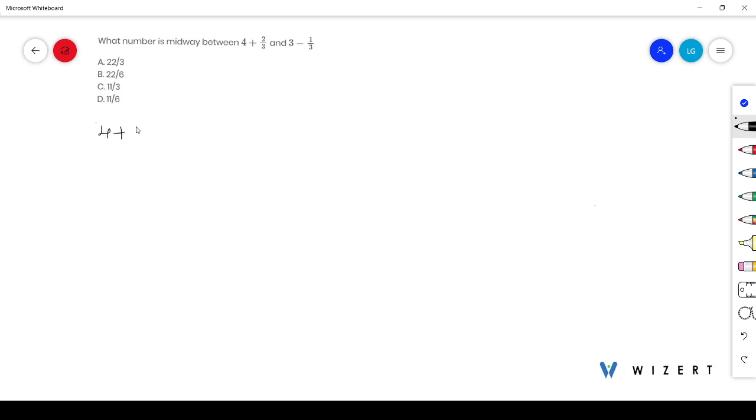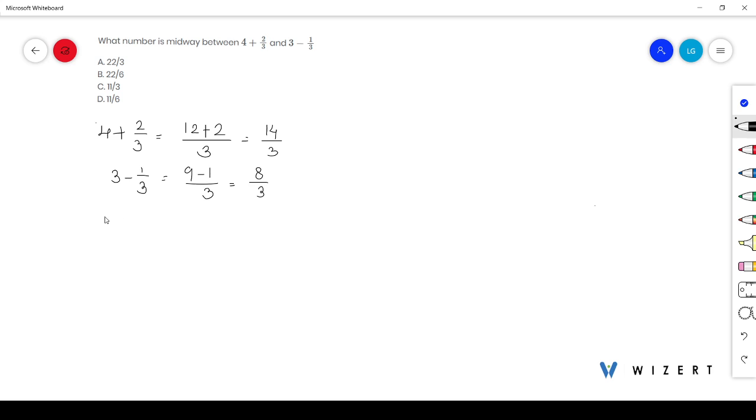First, convert this 4 plus 2 by 3 into an improper fraction. That is, 4 plus 2 by 3 can be converted as 4 3s are 12 plus 2 by 3 means 14 by 3. And similarly, this 3 minus 1 by 3 can be converted as 3 3s are 9 minus 1 by 3. That is 8 by 3.